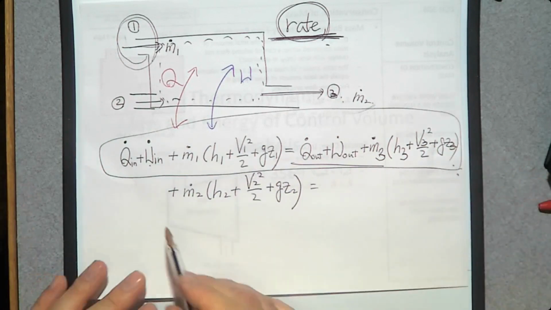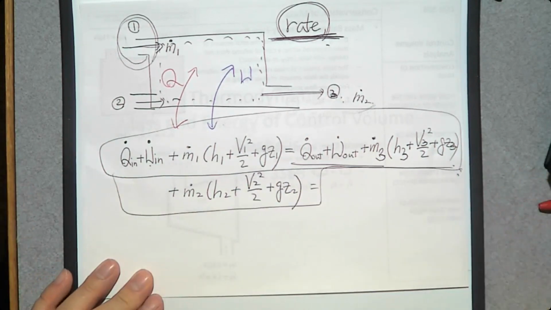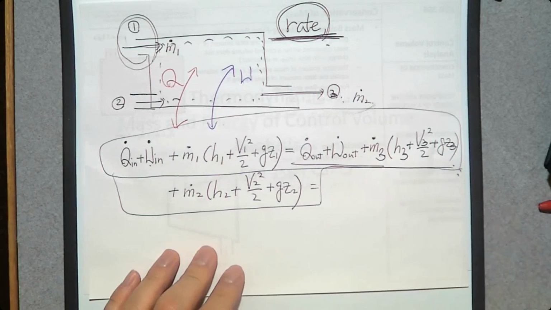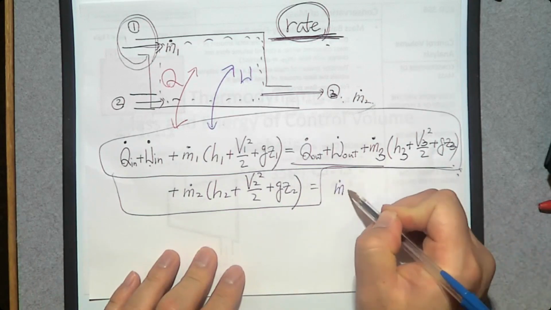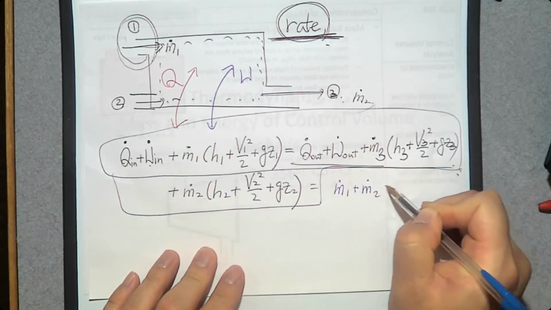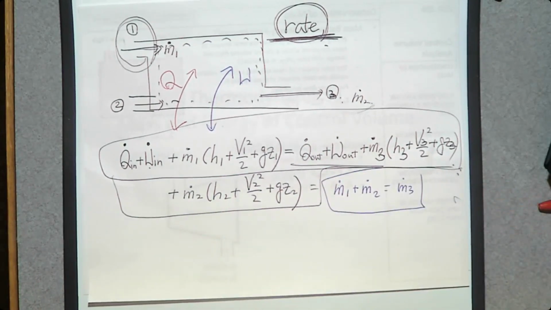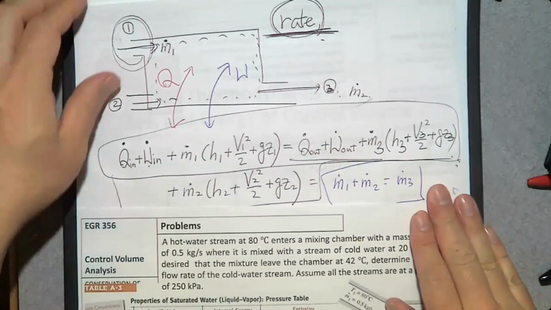So this is the energy balance equation for a mixing chamber. What about mass balance? The sum of M dot 1 and M dot 2 should be the same as M dot 3, the conservation of mass principle. Okay? So the mass balance equation is M dot 1 plus M dot 2 equals M dot 3. That's all. Let's solve a practice problem together.